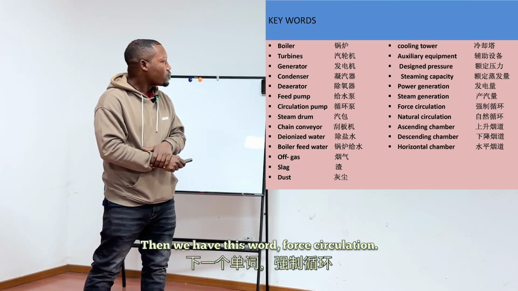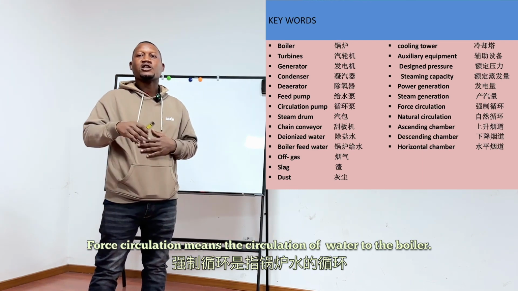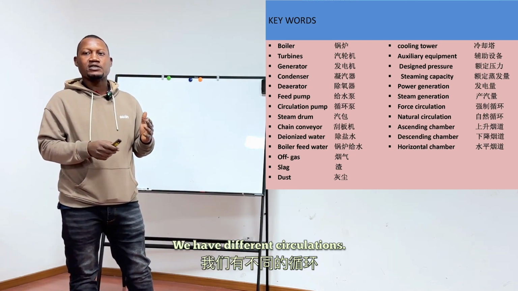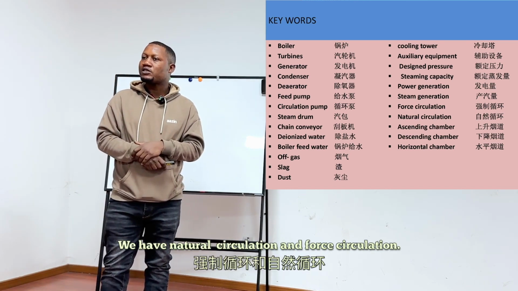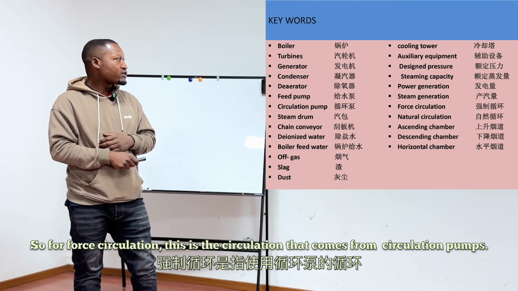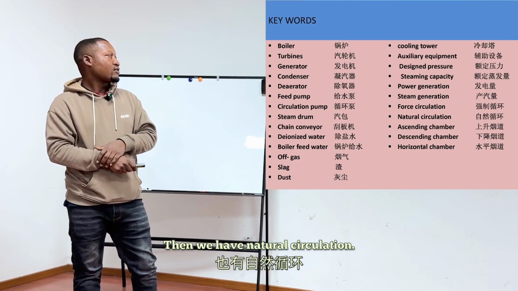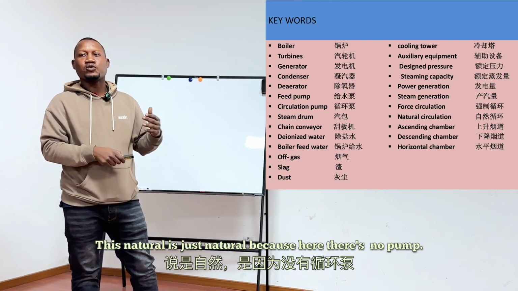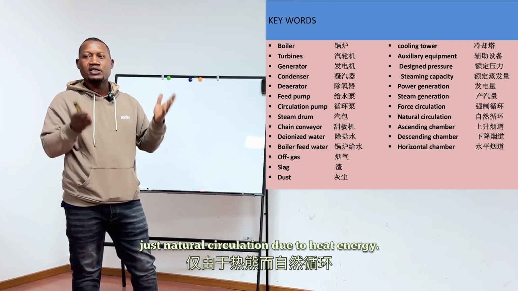Then we have this word, force secretion. Force secretion means the secretion of water to the boiler. We have different secretions. For ISA, we have 2 secretions, natural secretion and force secretion. Force secretion is the secretion that comes from secretion pumps. Then we have natural secretion. This is natural because there is no pump, just natural secretion due to heat energy.